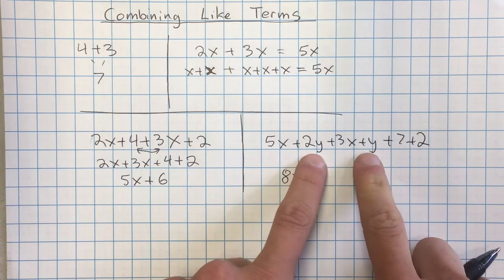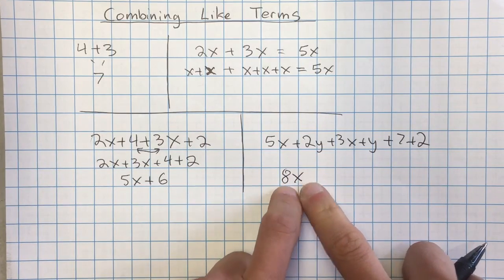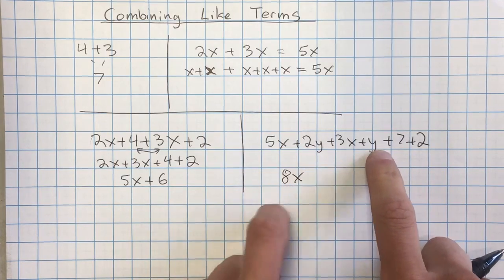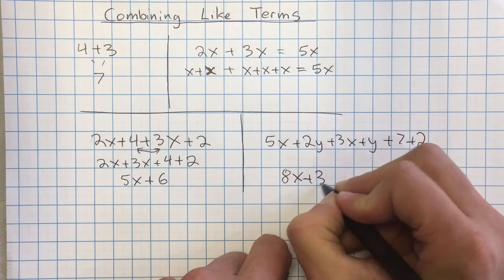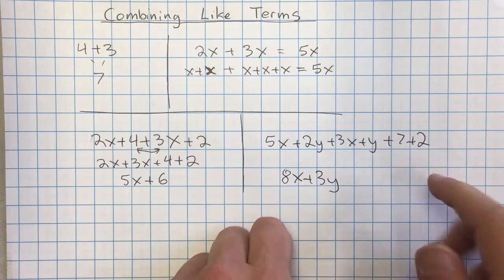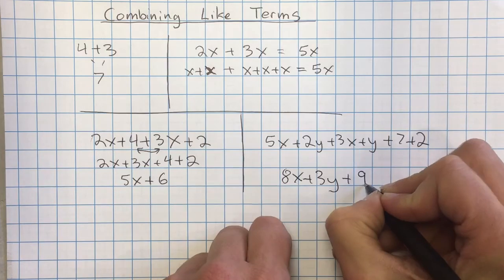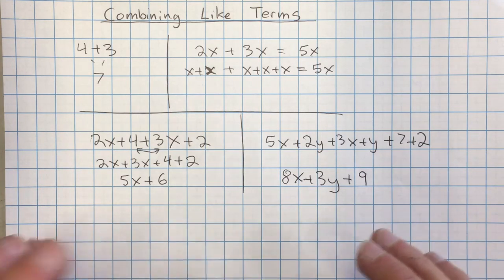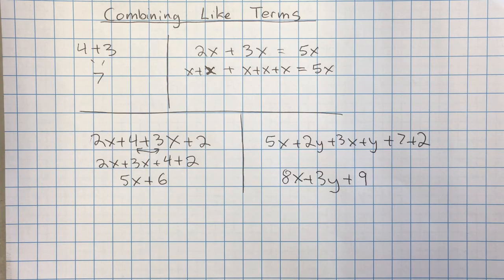If we look here for the y's, I can't add those to the x's, since that's different than an x, but I could add the y's together. 2y plus 1y gives us 3y. And if you have a 7 and a 2, we can add those whole numbers together as well, and that would give us 9. So all we're doing when we're combining like terms is adding the things that are similar together. Later on, there'll also be things with x squared and things like that. Again, you can only add x squared with x squared. It's really just looking for what is similar and what I can combine.